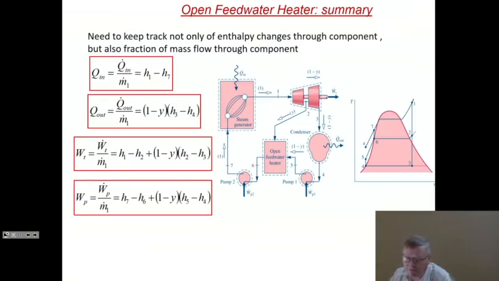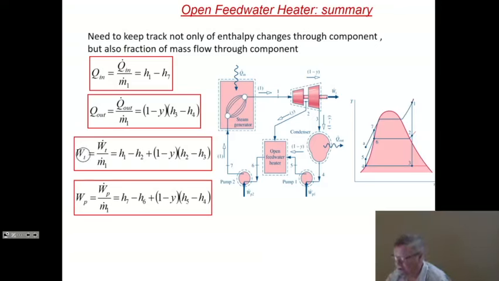And now we can write the equations for the balance of heat and work. So heat, Q in, is of course H1 minus H7. The heat out, well, the heat out only concerns the fraction of 1 minus Y, because that's all that goes through the condenser. So it's 1 minus Y, H3 minus H4.